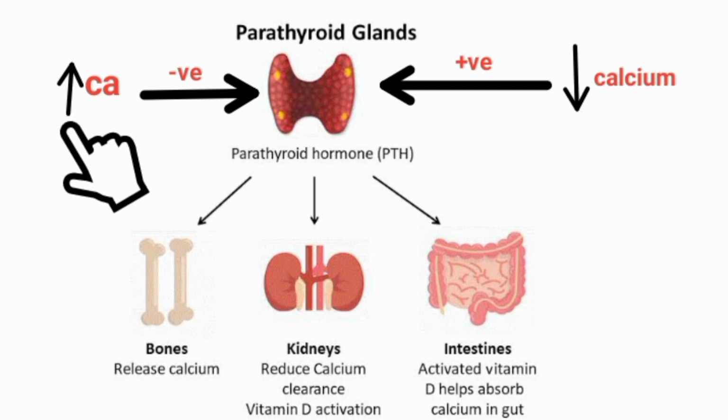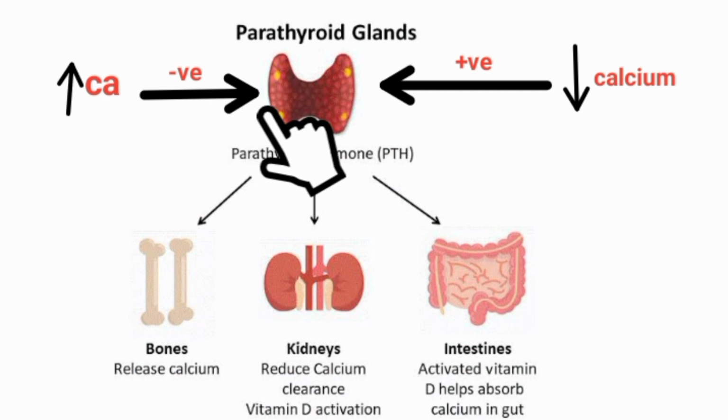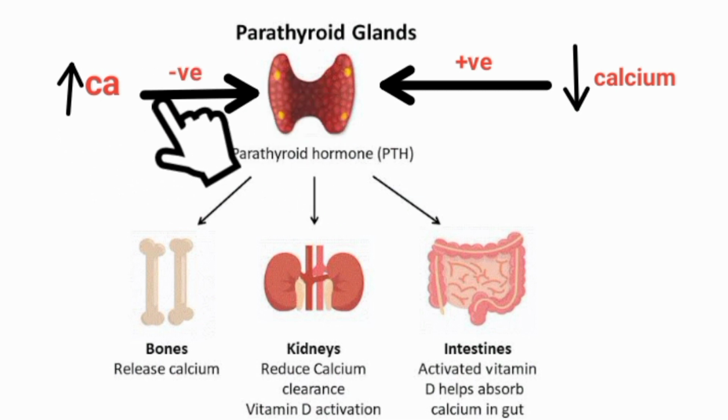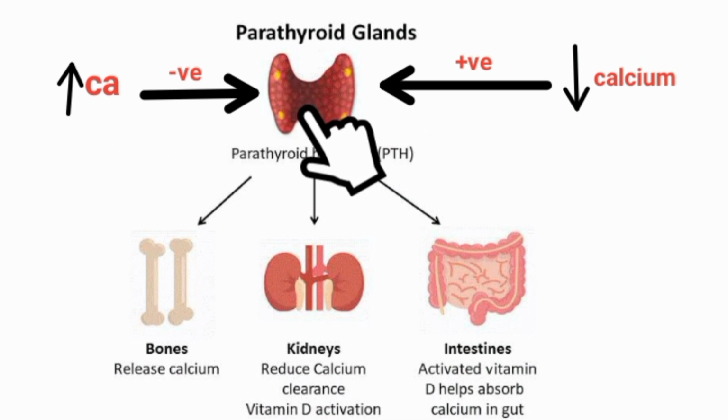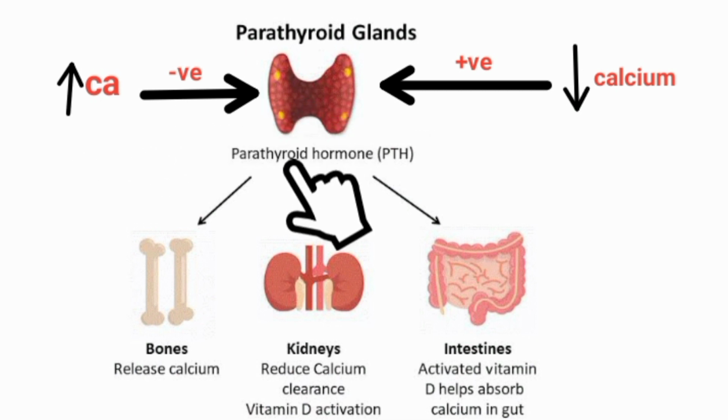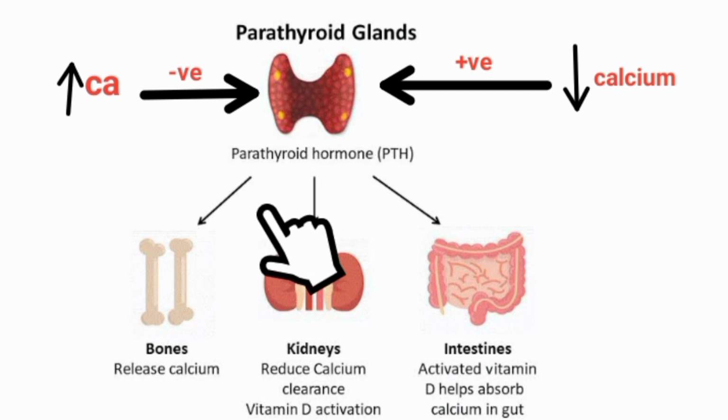And in response to high level of calcium, the calcium sensing receptor will be inhibited. In short, we can say that high level of calcium will have inhibitory effect on the parathyroid gland to stop the further secretion of parathyroid hormone. So we also discussed this in feedback loop mechanism.